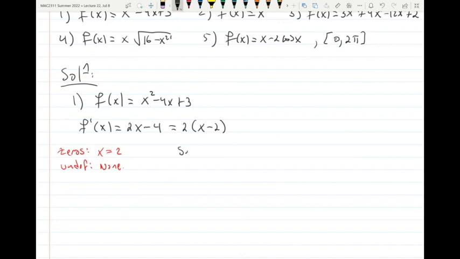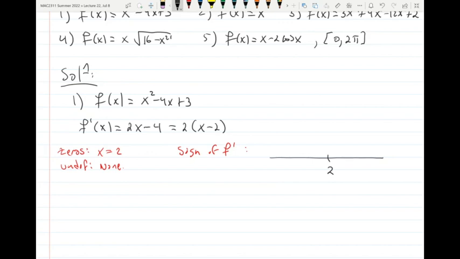Okay, now here we are analyzing the sign of f prime. I'm doing it in red. To do that, you put a number line and then you put the values that you found, the zeros and the values where it is undefined. In this case, there is only one, which is 2. That means the real line is split into two intervals: less than 2 and bigger than 2.